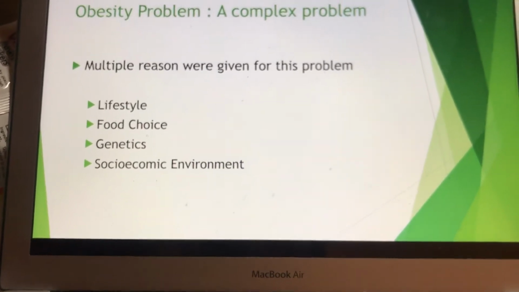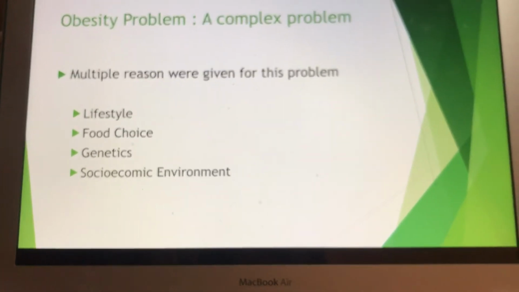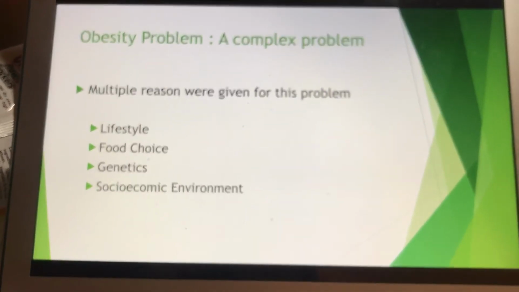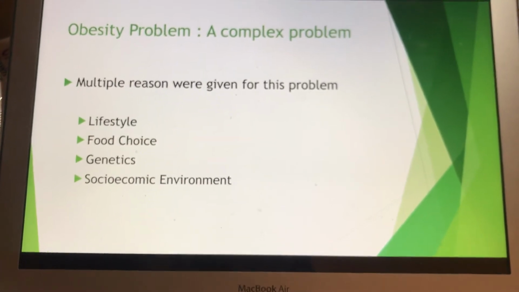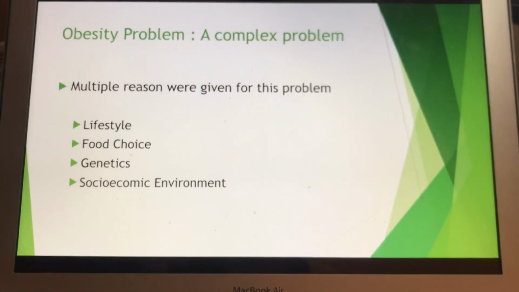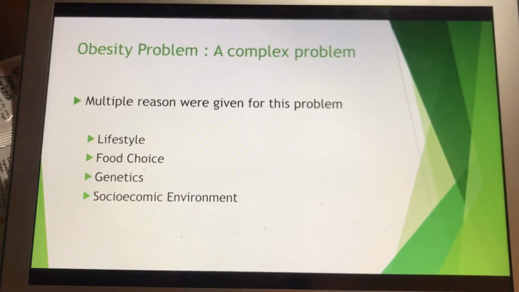And finally, the last one is the socio-economic environment. According to the research, poverty and unsafe environments can be a cause of obesity. Lack of access to clean and safe space, the high price of fresh food, and the lack of access to high quality food can be linked to lower income households and therefore cause obesity.